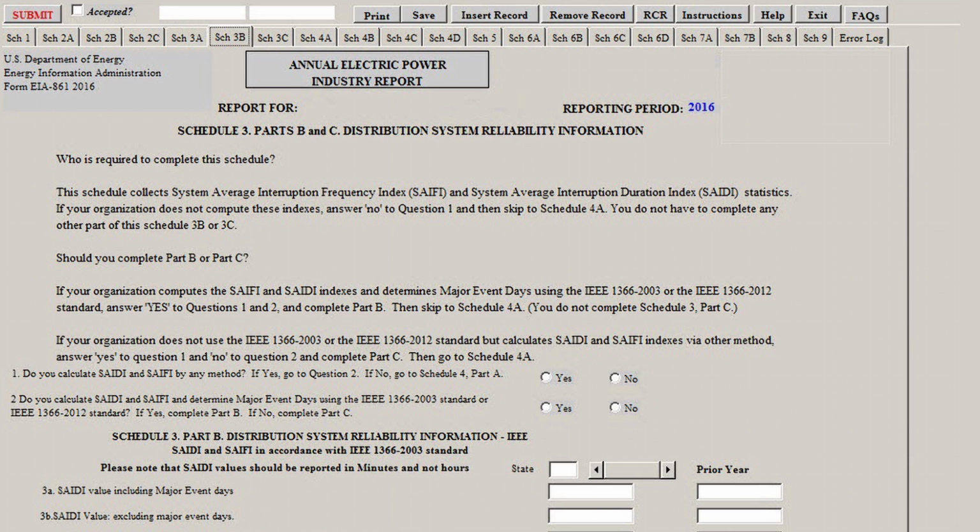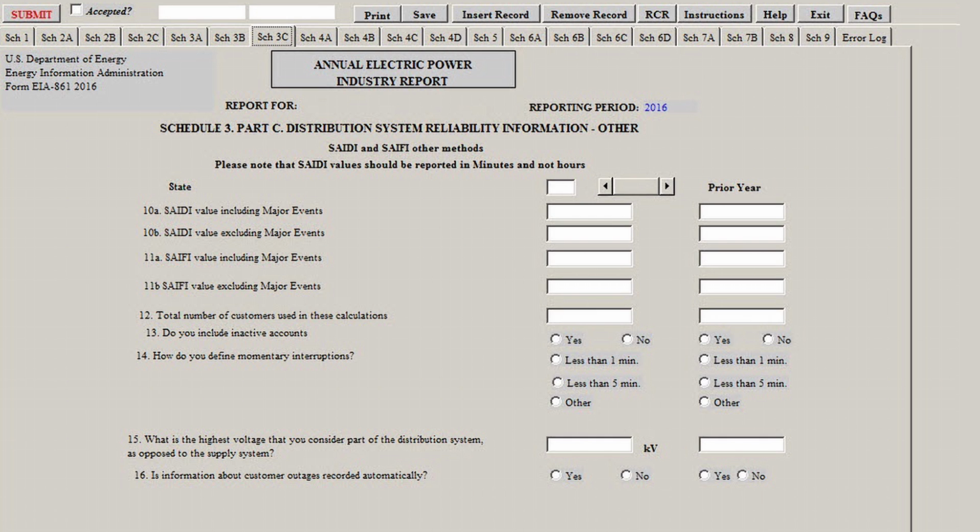SAIDI indicates the total duration of interruption for the average customer over a predefined period of time. SAIDI is calculated as the sum of all customer interruption durations divided by the total number of customers served. Reminder that SAIDI values are to be reported in minutes and not hours. SAIFI indicates how often the average customer experiences a sustained interruption. For example, under IEEE standards, a sustained interruption would be over 5 minutes. SAIFI is calculated as the total number of customer interruptions divided by the total number of customers served.